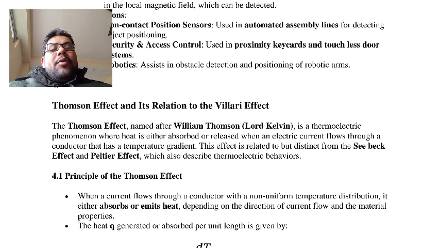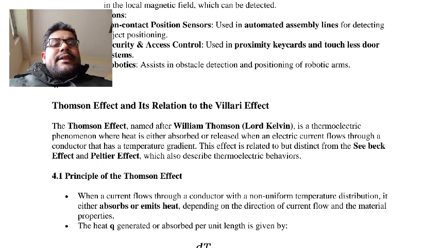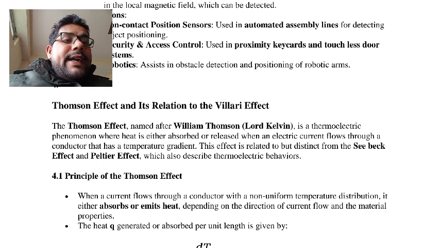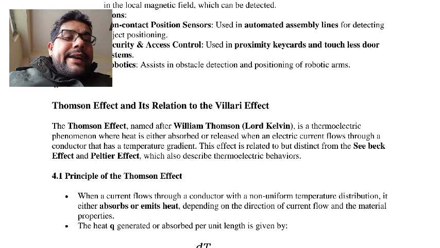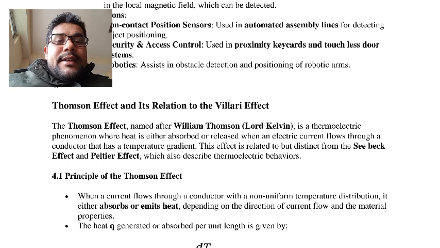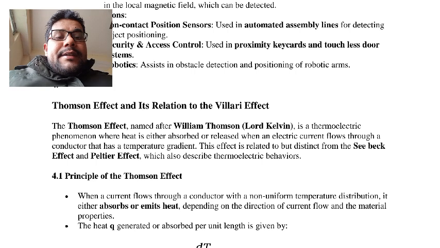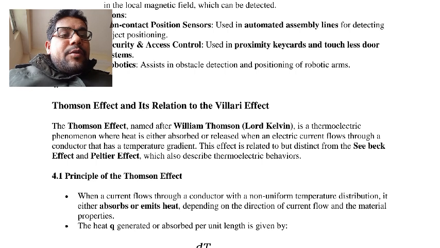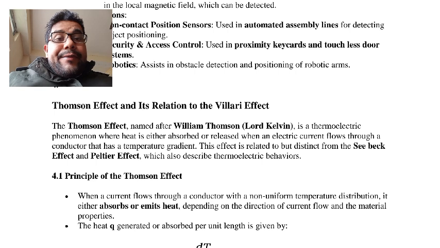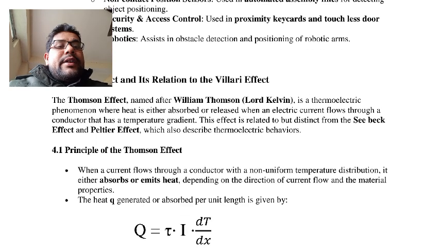Application: the Thomson effect and its relation to the Villari effect. How can this relation occur? The Thomson effect is named after William Thomson. It is a thermoelectric phenomenon where heat is either absorbed or released when an electric current flows through a conductor that has a temperature gradient. This effect is distinct from the Seebeck effect and the Peltier effect, which also describe thermoelectric behavior.